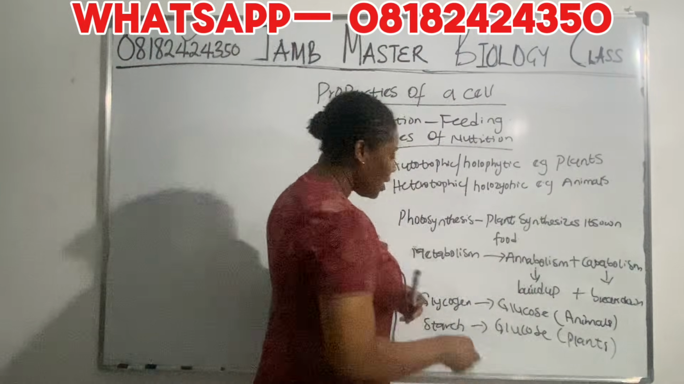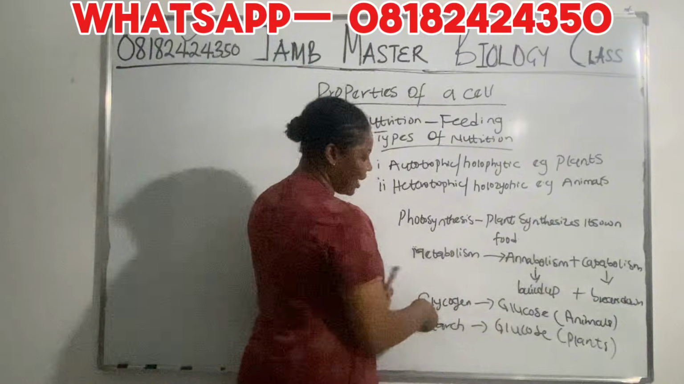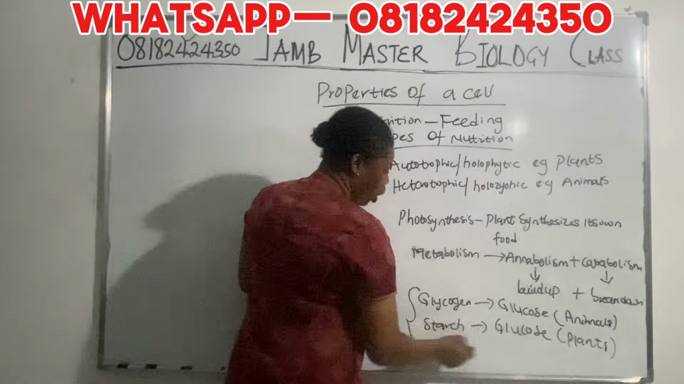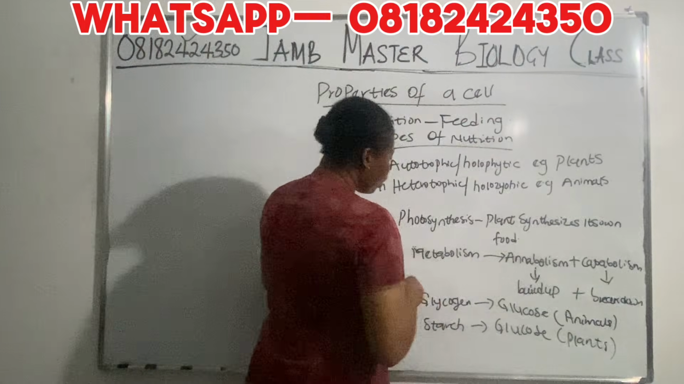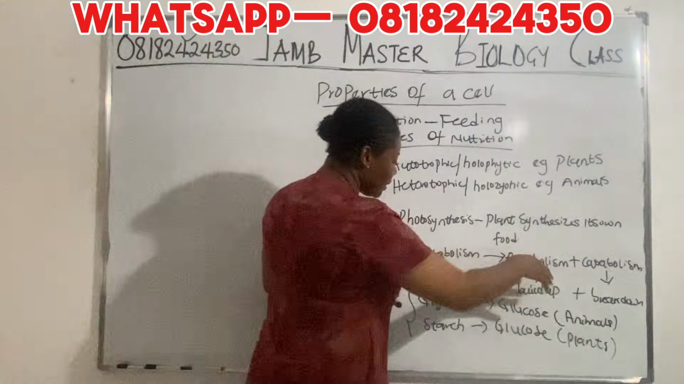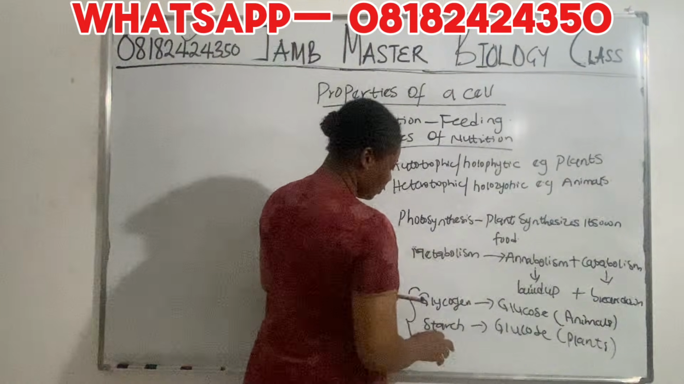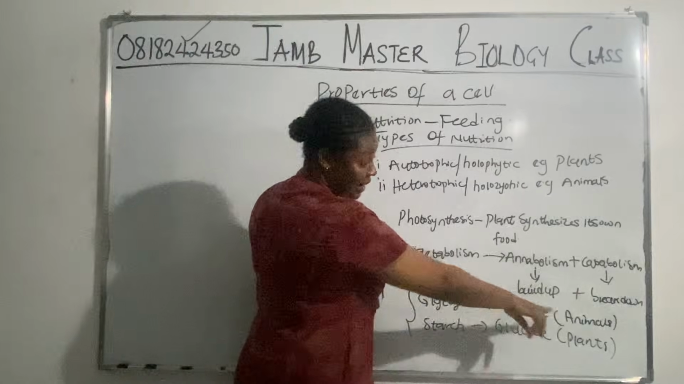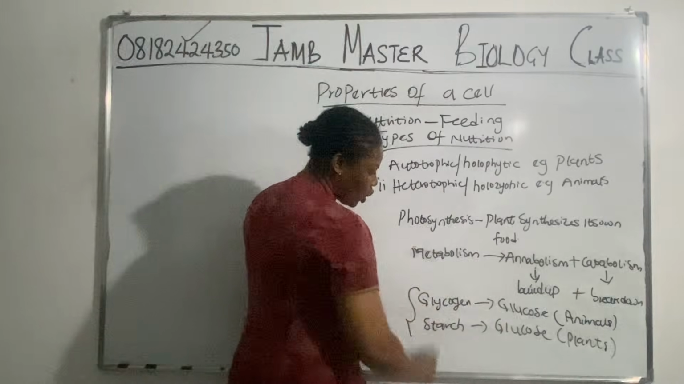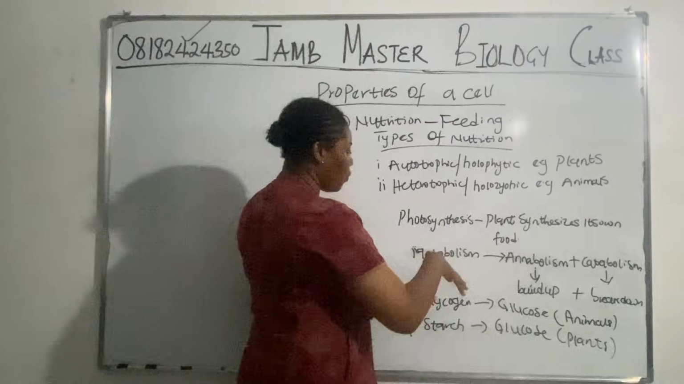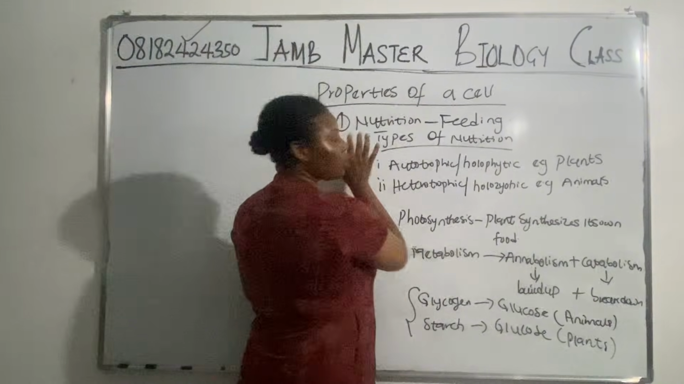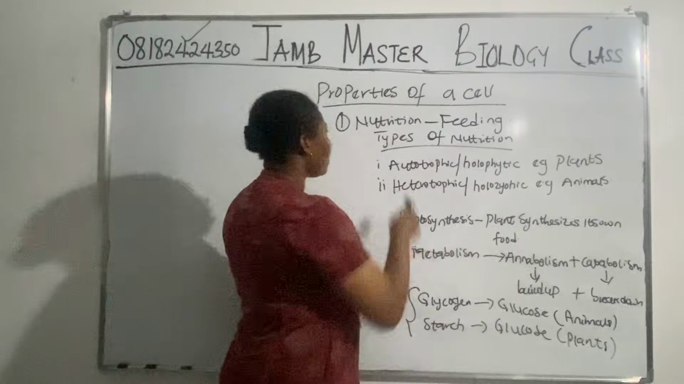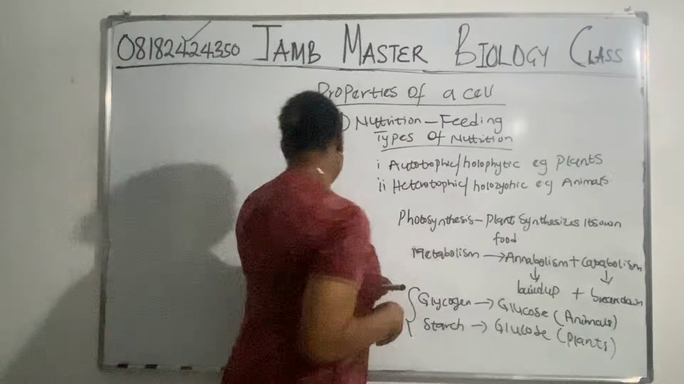And in plants, it is converted from glucose to what? To starch. So this process is called what? Anabolism, which is the build-up process. So photosynthesis is what? Anabolism. The conversion of glucose to glycogen in animals is what? Anabolism. The conversion of glucose to starch in plants is what? Anabolism. So all these processes are under what? Nutrition. So any cell must go through these processes. One is nutrition. So we are going over to number 2.